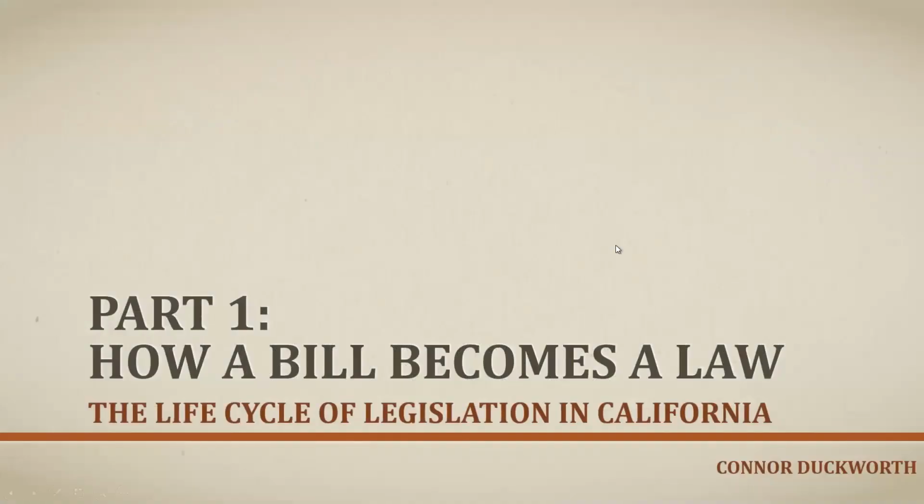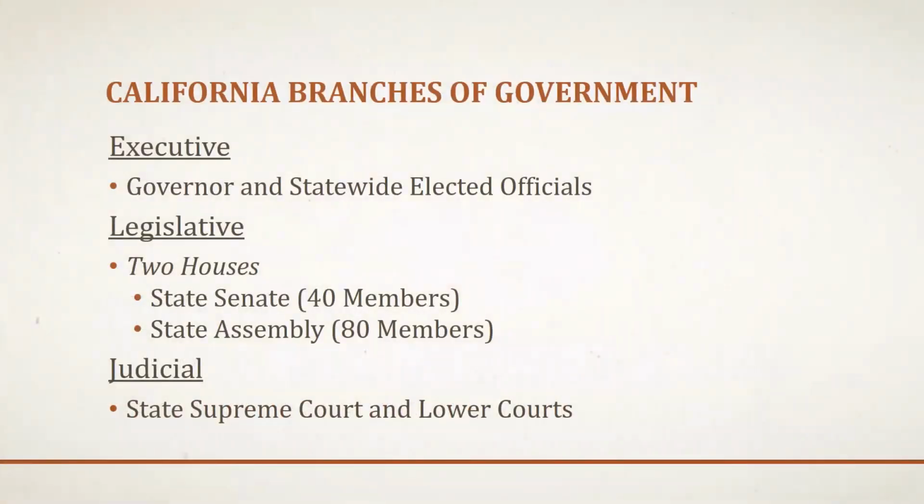Okay, so how a bill becomes a law, the life cycle of legislation in California. All right, so we have three branches of government in the state. This presentation is going to be state-based for the most part. Because of that, we don't want to get into the federal. We don't have that much say in federal legislation, of course, with all 50 states as opposed to just one state. So most of the laws and items that we can cover will typically be in the state portion.